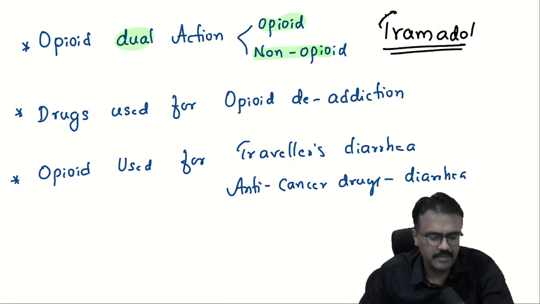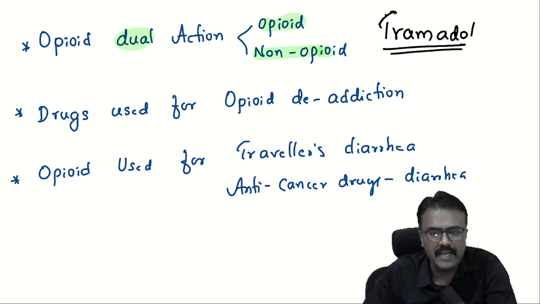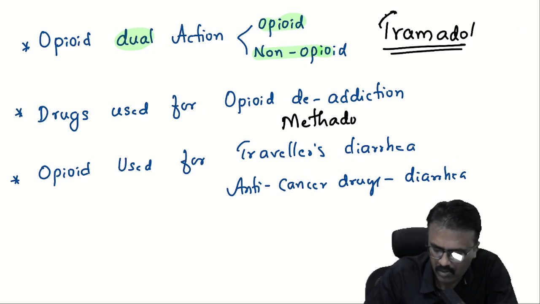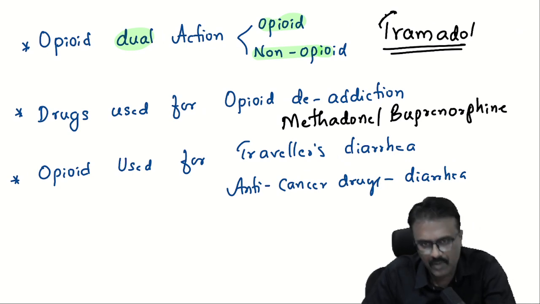Okay, Rahul, thank you. What is the drug used for opiate de-addiction program? In the opiate de-addiction program, we use 2 opioids. Either we give methadone or we give buprenorphine. Methadone or buprenorphine for opiate de-addiction program.